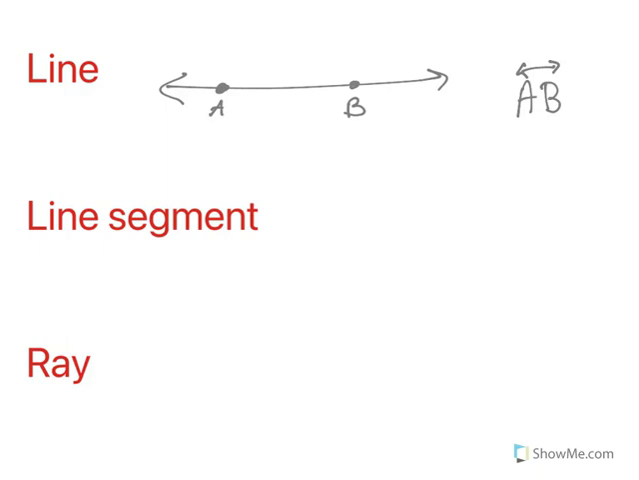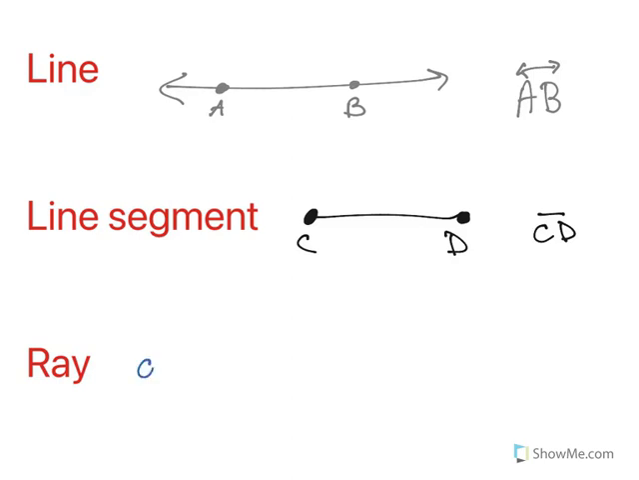Now that differs from a line segment, where a line segment is just a section of a line, where it has actual endpoints where it stops. So if we say this is line segment CD, and it has a finite length, the notation for that is just CD with a line over it. You'll notice the difference: arrows with the line, endpoints with a line segment.